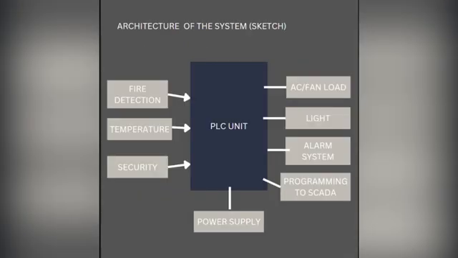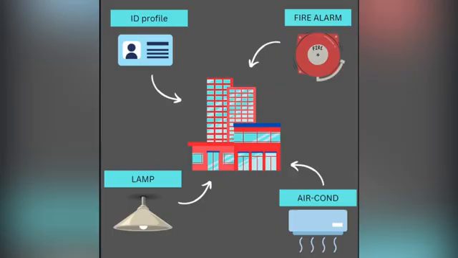The architecture of the system sketch, which we have the fire detection, temperature, and the security, will also consist of power supply into the PLC unit. The outputs would be the AC and fan load, the light, alarm system, and the programming to SCADA. In the building management system, we will have the ID profile for security, fire alarm, lamp, and air conditioner.